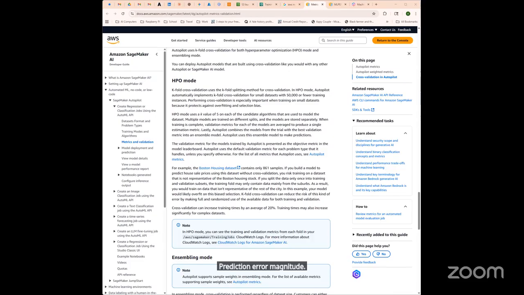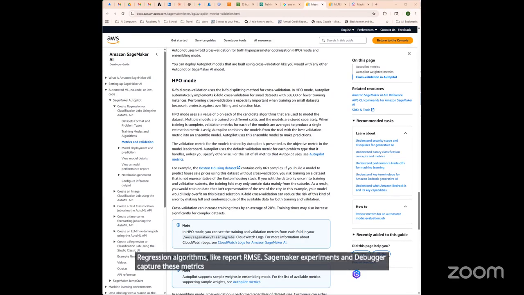So, how does this integrate with AWS? All right, so SageMaker has algorithms built in to automatically calculate many metrics during training. Linear Learner and XGBoost report precision, recall, F1 for classification problems. Regression algorithms report RMSE. SageMaker experiments and debugger capture these metrics for comparison. Studio notebooks provide full flexibility to calculate and visualize any metric using standard Python libraries.